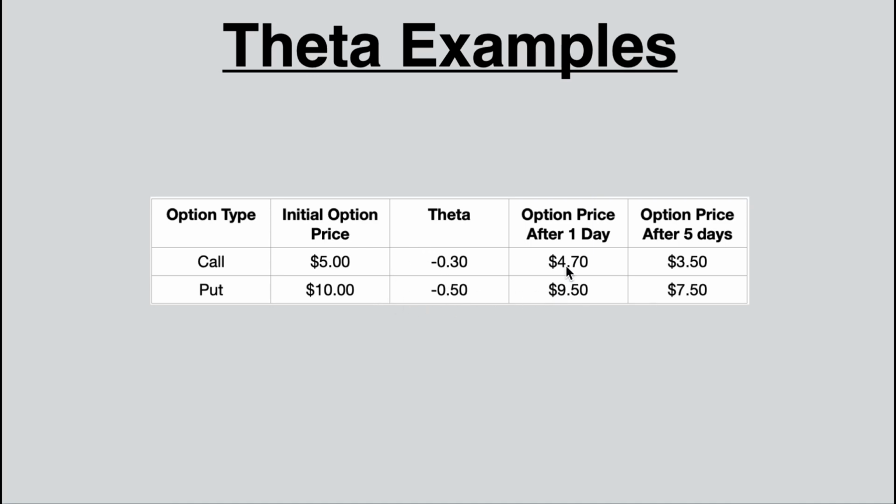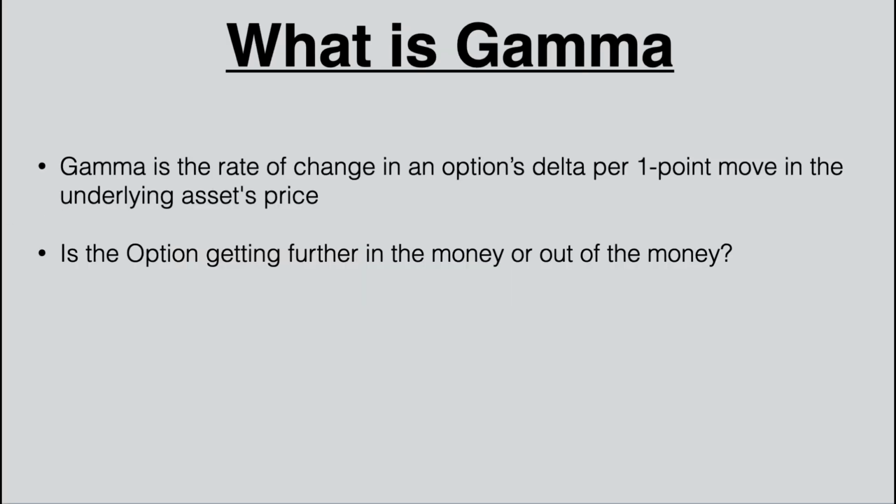So in this case, after one day, we'd be left with an option that costs $9.50. After 5 days, we'd be left with an option that costs $7.50. So this one's pretty easy to understand. Theta is just how much an option price is going to decrease per day due to time decay. Nothing really to it. Now, the next two are a little bit more complicated, but they're not super hard to understand. So the next one we're going to explain is gamma.